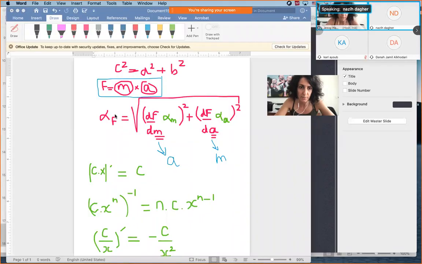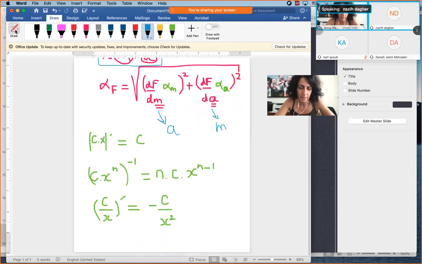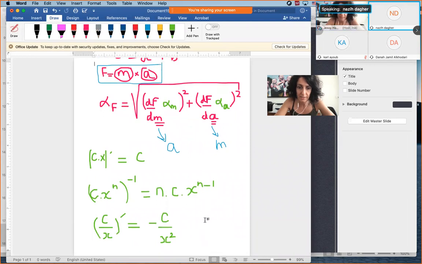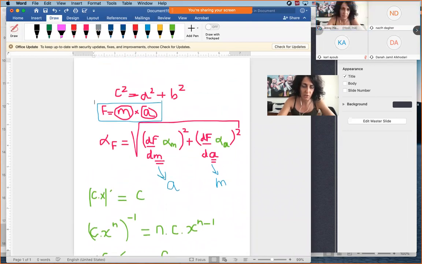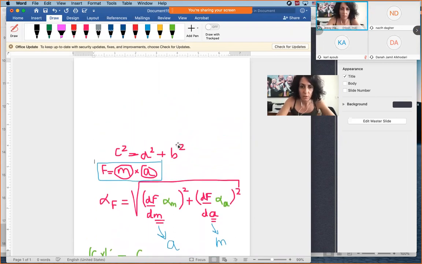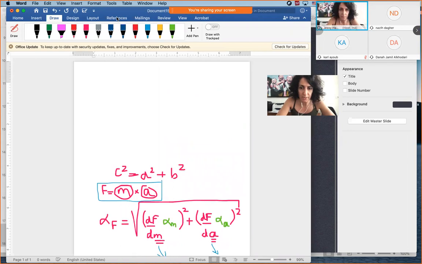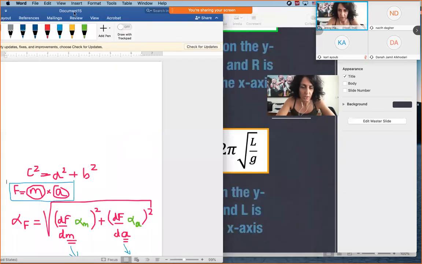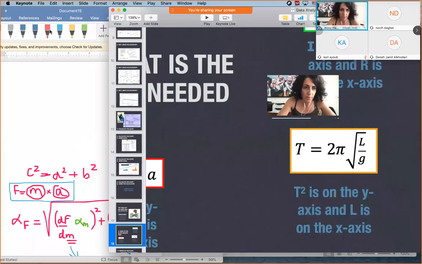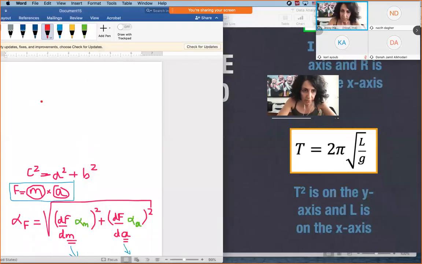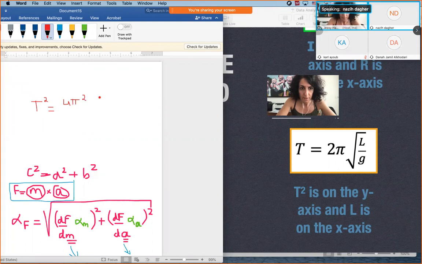Do I still have some space? Yes, I want to do this. Let me fetch some space and write it down. So, and maybe move this a bit so we can see the equation. Okay, so I'm gonna use red. So T squared, can you help me write T squared? Is 4 pi squared, yes. Okay, L over G.